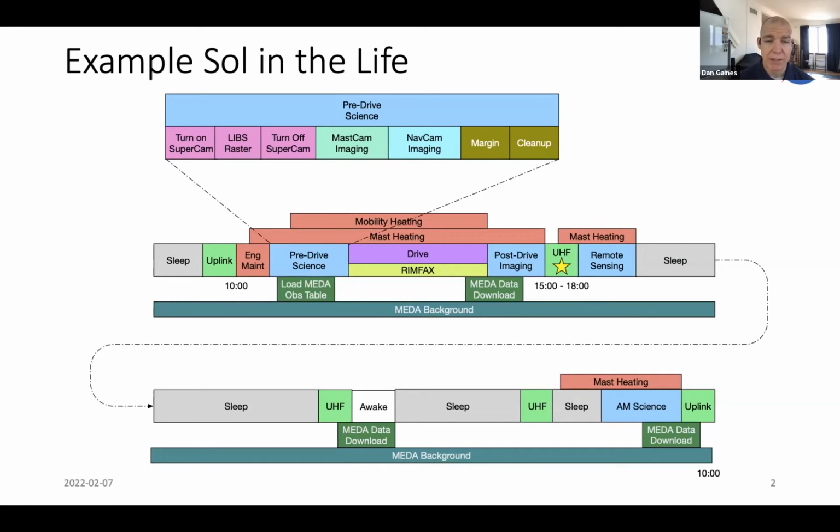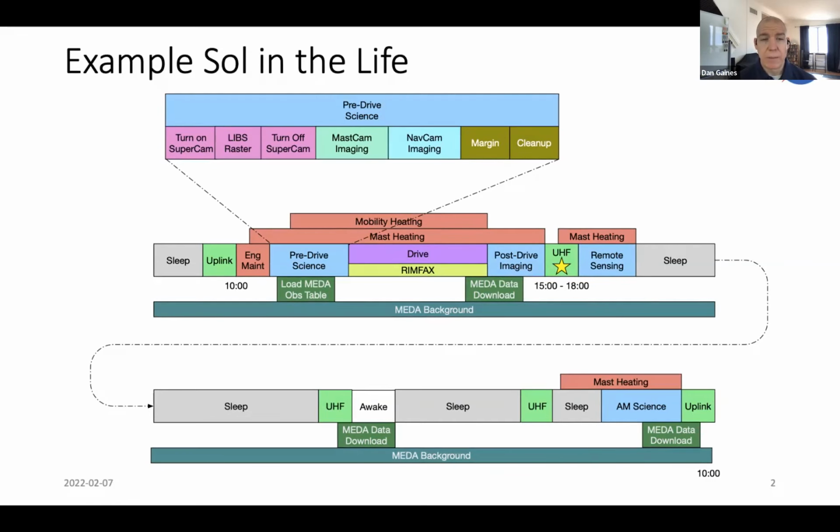Towards the top of the slide, we see an exploded view of what that might look like. We usually use the SuperCam instrument, the Mastcam, and navigation cameras. Then we have some margin because, as we'll talk about, predicting the amount of time things take to execute on Mars has some uncertainty. So we add some margin for duration to make sure things finish in time.